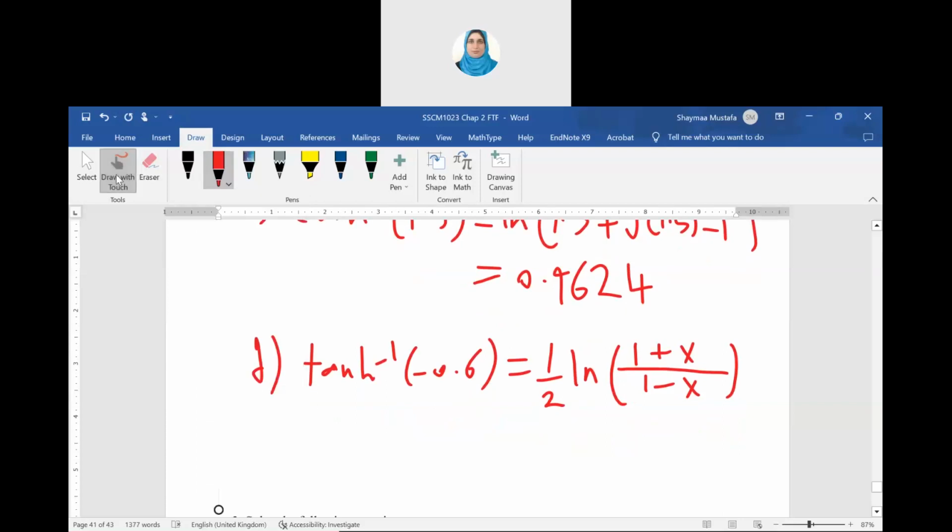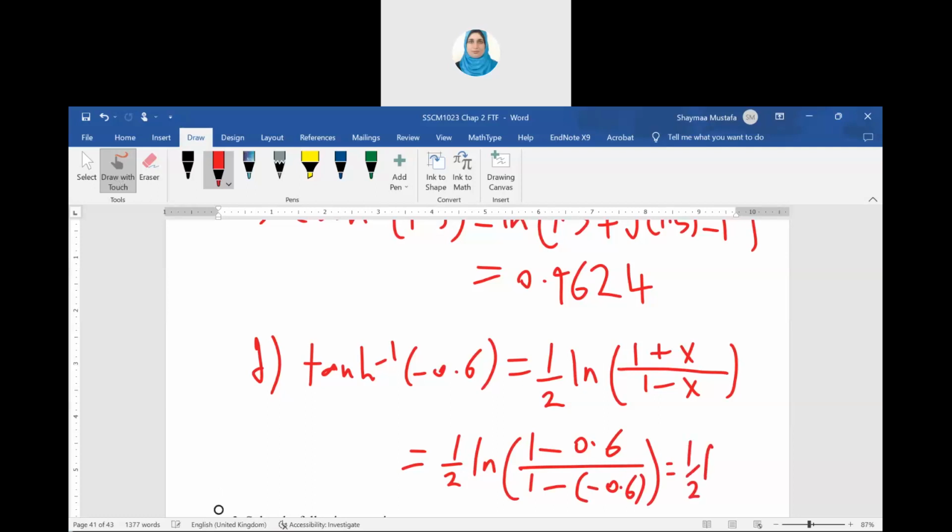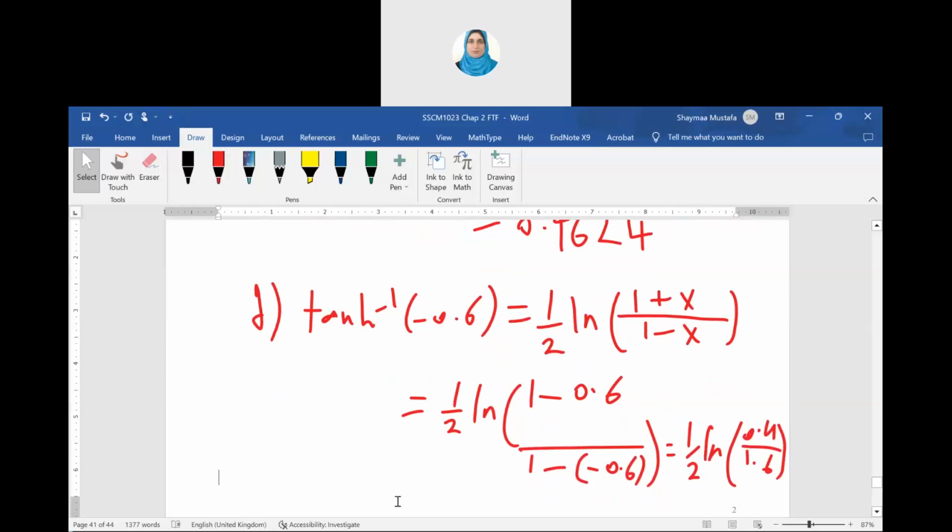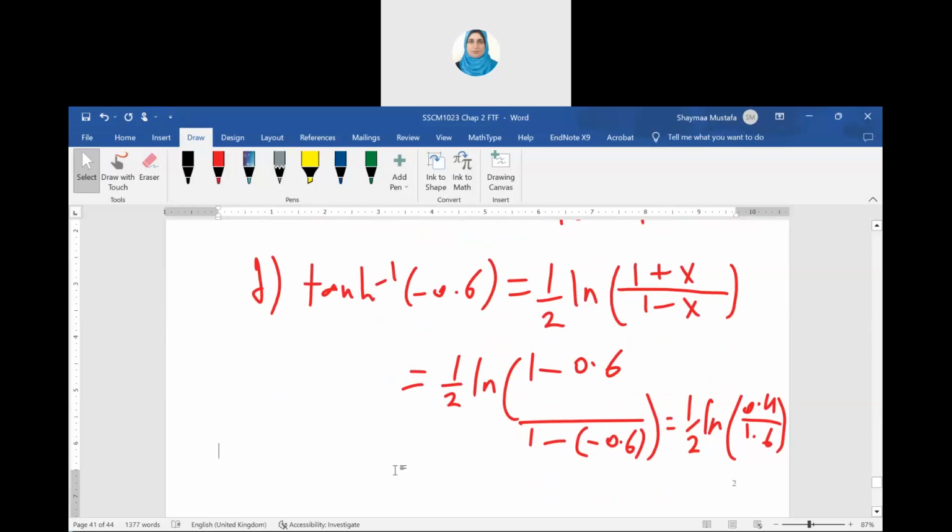It is equal to 1 over 2 natural logarithm. 1 plus x is 1 minus 0.6, and 1 minus x is 1 plus 0.6. Minus here and minus here, so it becomes 1 over 2 natural logarithm of 0.4 over 1.6. Now if you try to find the value of this, I think it should be, as your friend's calculator shows, minus 0.6931.